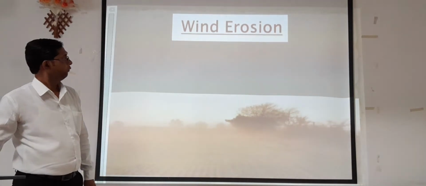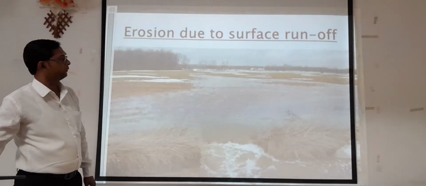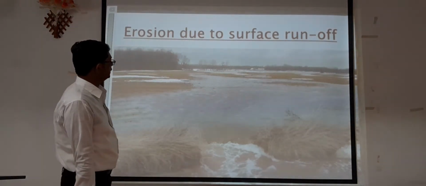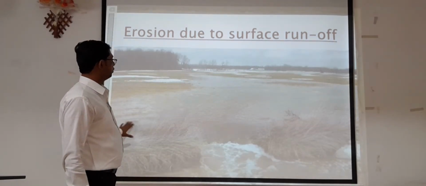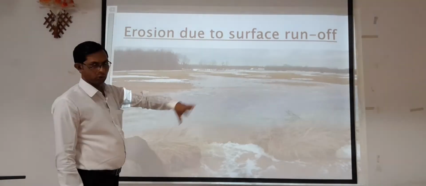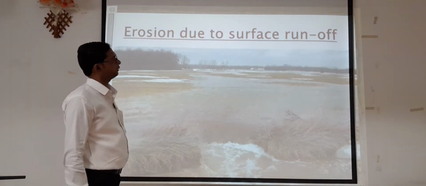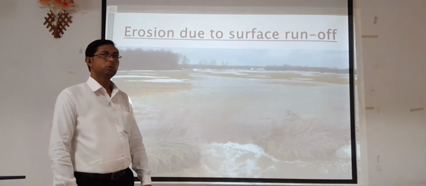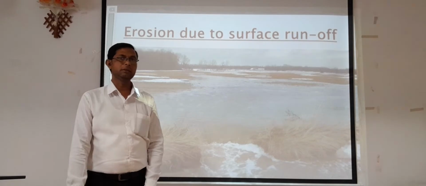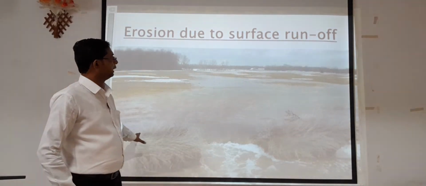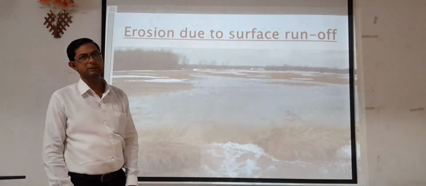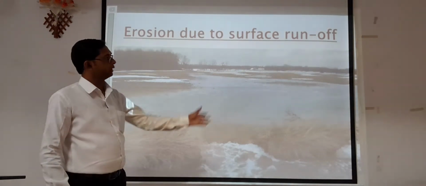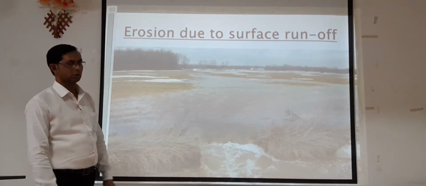So this is nothing but wind erosion. Now, erosion due to surface runoff. Obviously it is due to water and floods. Here in this picture you can see that the water occupies the majority of the place and it runs off the surface of the soil, and the topmost layer of the soil gets eroded, or it causes erosion of that particular area. So this is known as erosion due to surface runoff, meaning the topmost layer gets eroded or taken off.